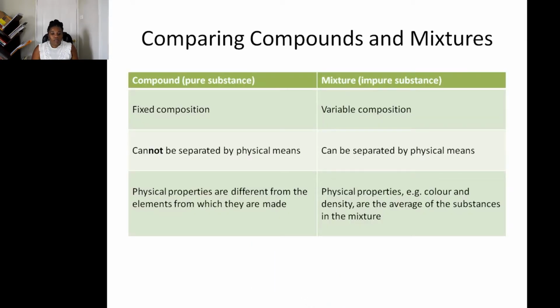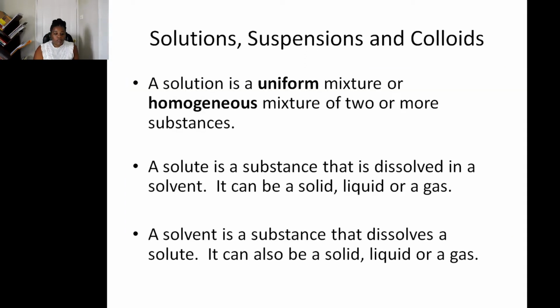When you compare compounds and mixtures, you will find that a compound has a fixed composition, whereas a mixture would have variable composition. Compounds cannot be separated by physical means, whereas mixtures can be separated by physical means. A physical property of a compound is that they are made up of different elements. Whereas for the physical properties of a mixture, color and density are the average of the substances in the mixture.